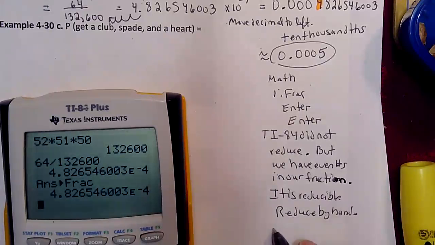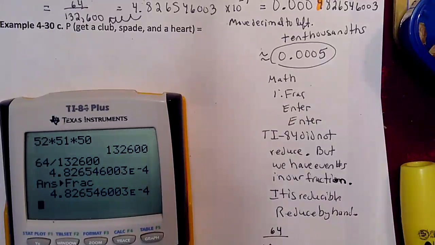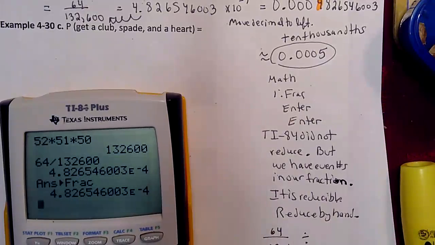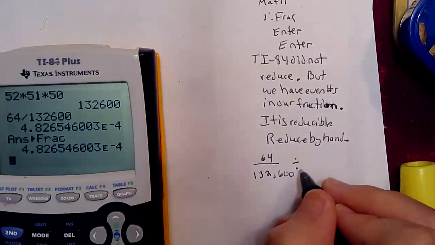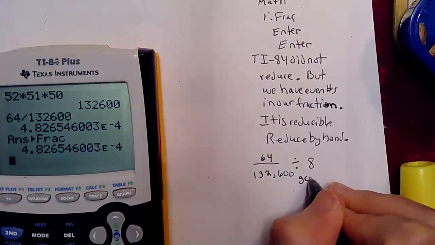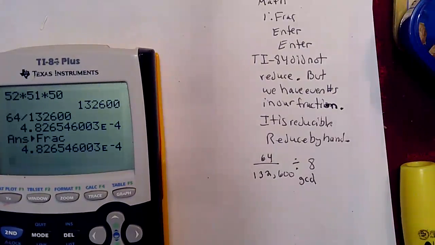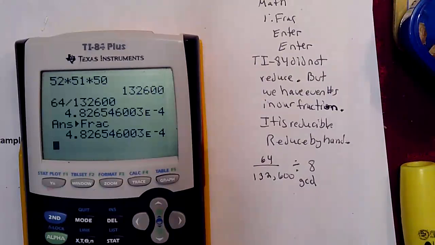So if I reduce by hand, 64 over 132,600, you could reduce over and over again by twos. I did that, and when I was done, 2 times 2 was 4, times 2 is 8. I had to do that 3 times by twos, and so now I know that 8 was the greatest common divisor. If I just reduce by twos, that gives me a common divisor, but 8 is actually the greatest common divisor that would allow me to reduce that one time.